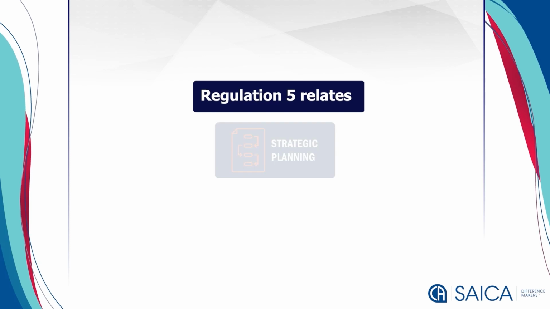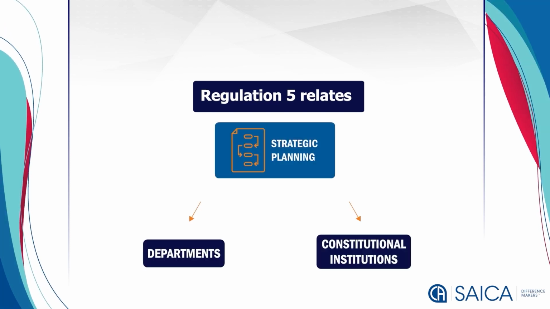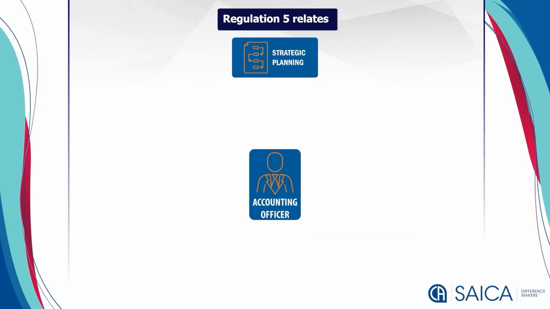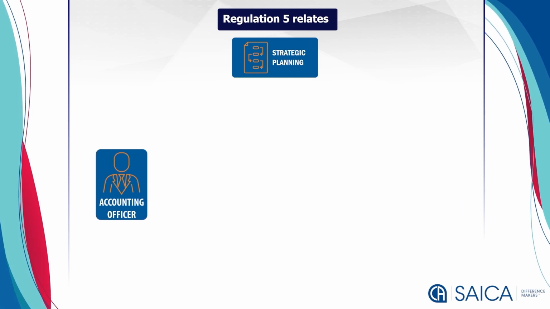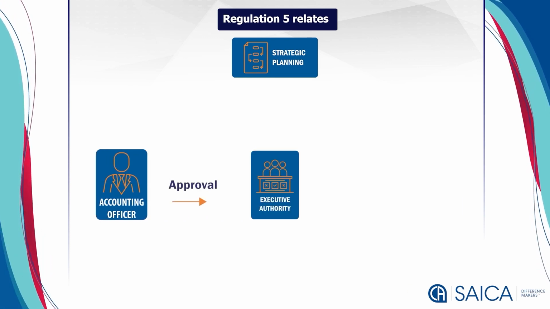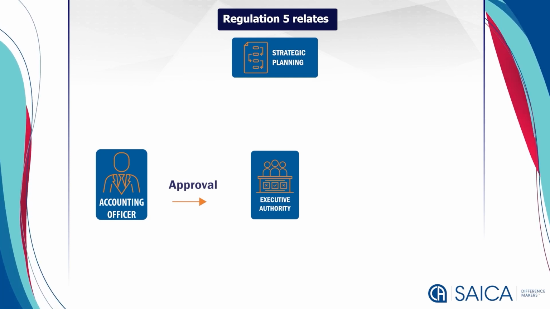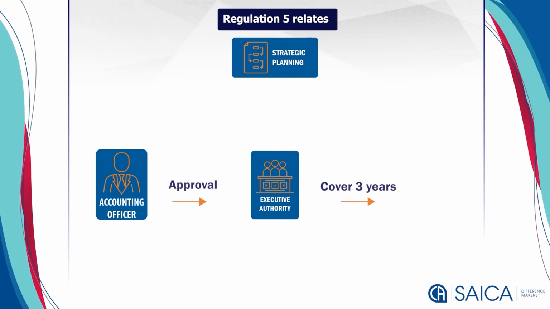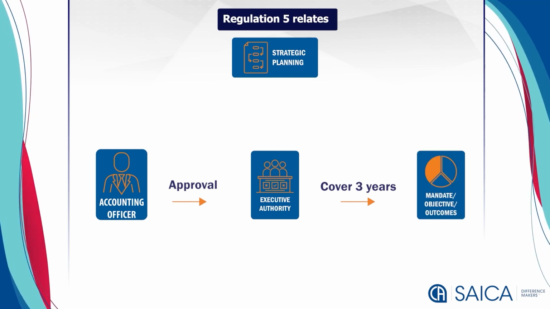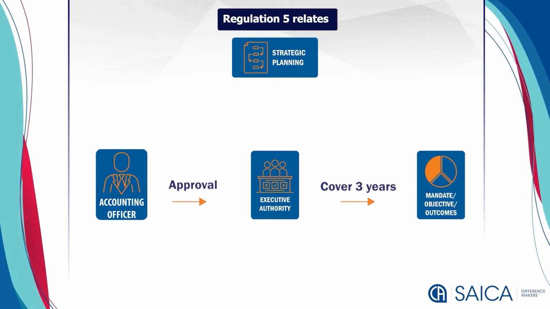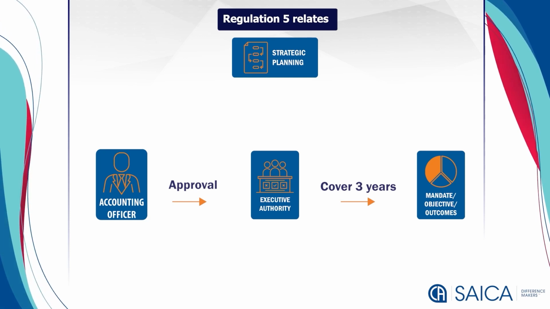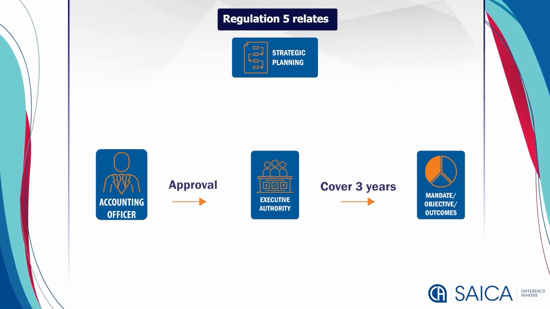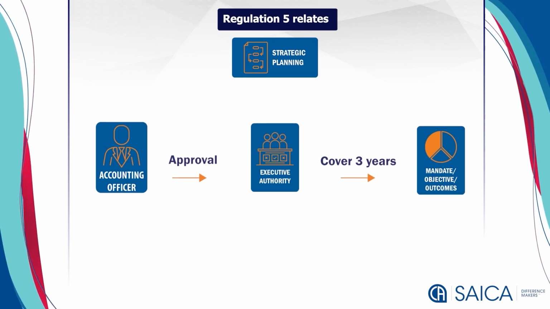Regulation 5 relates to strategic planning, which applies to departments and constitutional institutions. The accounting officer of a department and constitutional institution must prepare a strategic plan for the forthcoming period for approval by the executive authority. That strategic plan must, amongst other requirements, cover a period of 3 years, include specific constitutional and other legislative, functional, and policy mandates that include the output deliverables, and include the measurable objectives, expected outcomes, program outputs, indicators or measures and targets of the institution's programs.